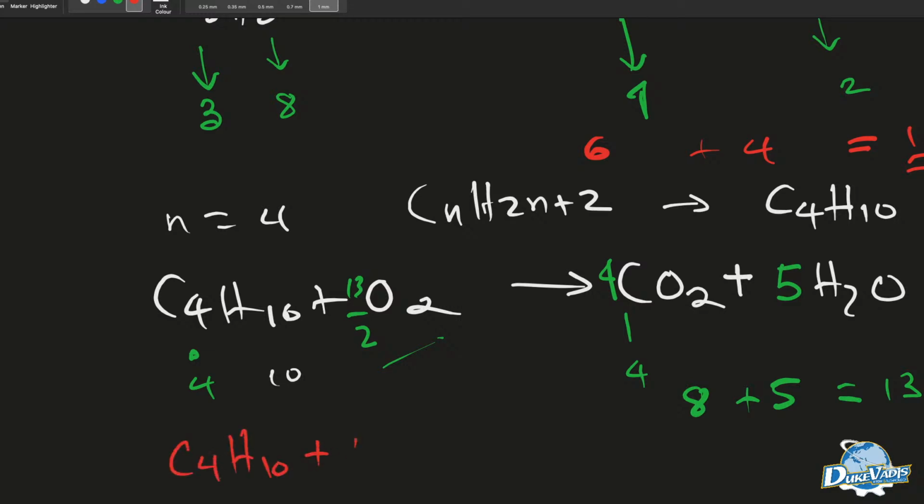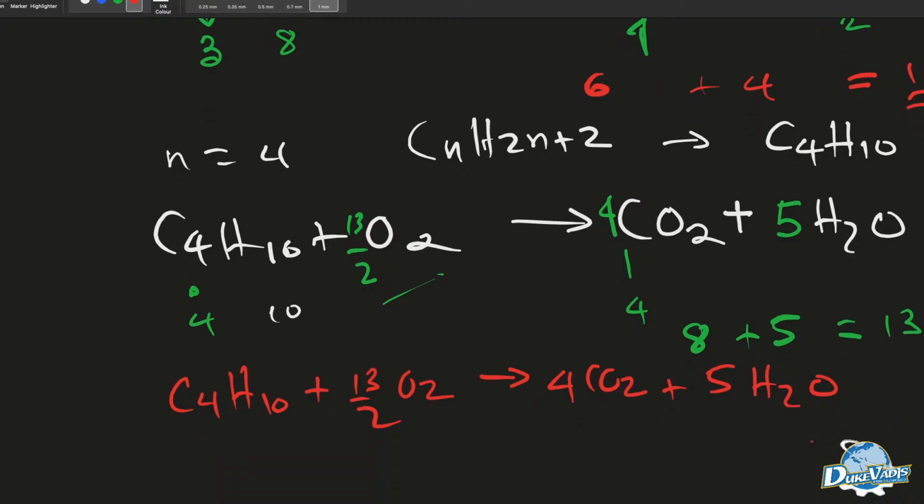C4H10 plus 13/2 oxygen gives us 4CO2 plus 5H2O. So that's the complete combustion reaction that we have. But we haven't finished. Why is it so? Because we don't want a fraction, so we have to multiply by 2.